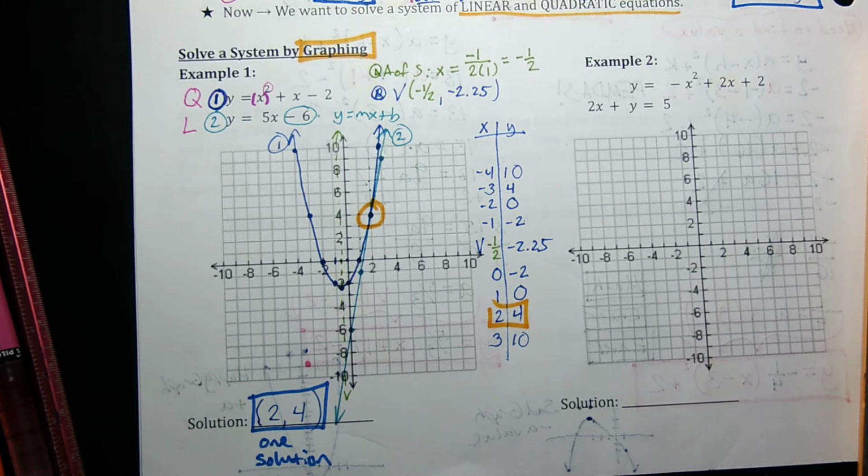Folks, what questions do we have on that process so far? Graphing the lines, graphing the quadratic, and finding where they intersect.